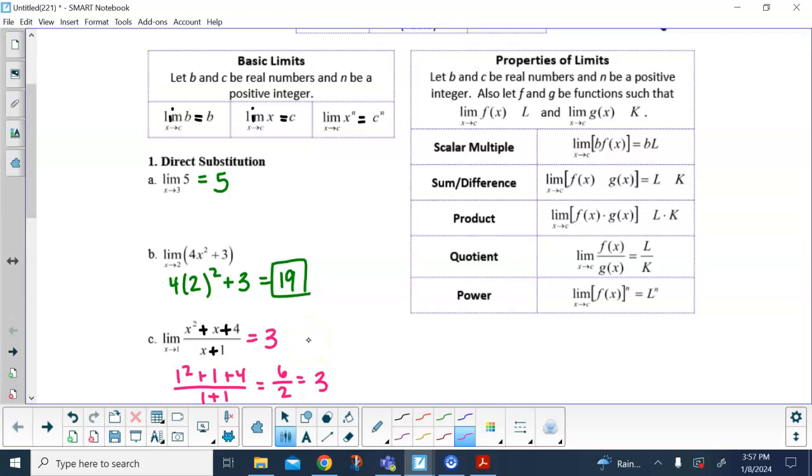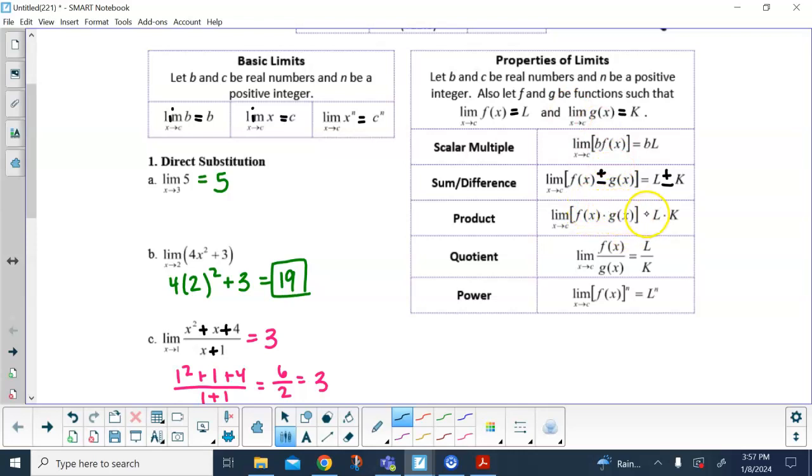Over to the right side of your paper, you see some properties of limits. So if you know that the limit of f of x as x approaches c is L, and the limit of g of x as x approaches c is k, if you have a multiple in there, so some number that's being multiplied to f of x, you can essentially pull that number out, and it's just whatever your limit is times that number. If they're adding or subtracting, you can simply take the limit of each one and then add or subtract them. Same thing when it comes to multiplication.